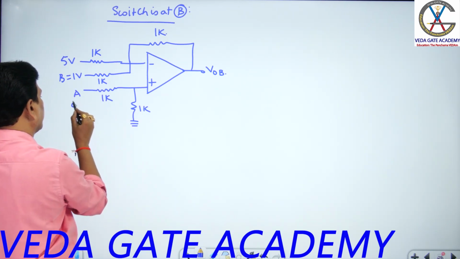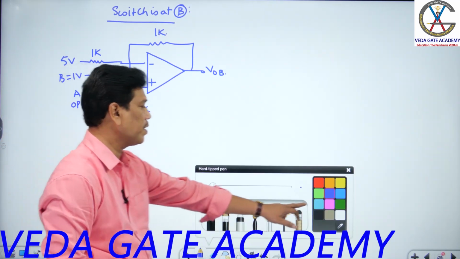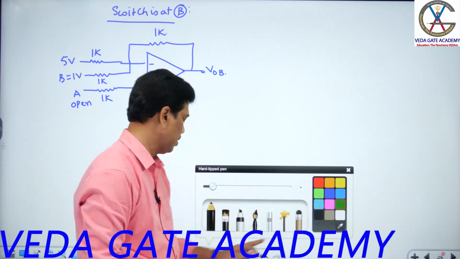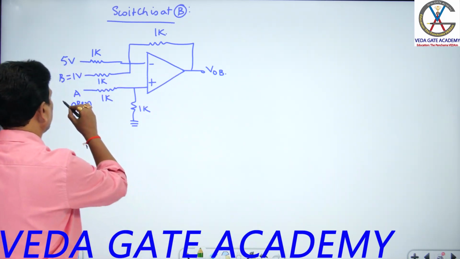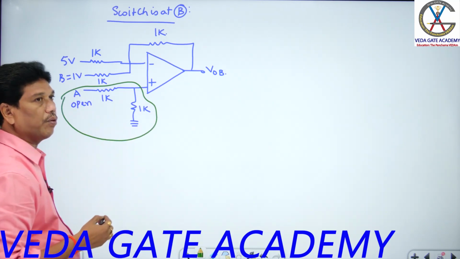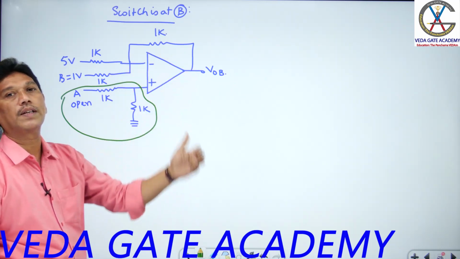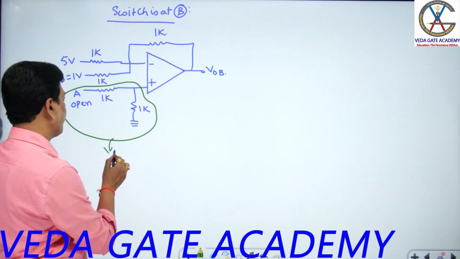This A is open, sir. That A is open, what does open mean? Open means ineffective, sir. No use of that. Open means no use. Ineffective, this is useless. So then this circuit, if you go for this one, looks like a summing amplifier. It is ineffective, sir.